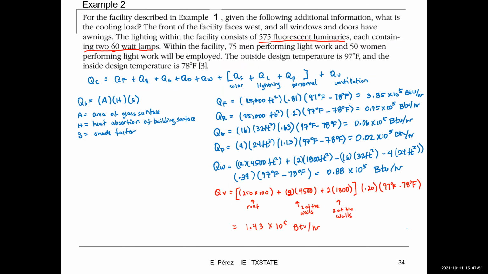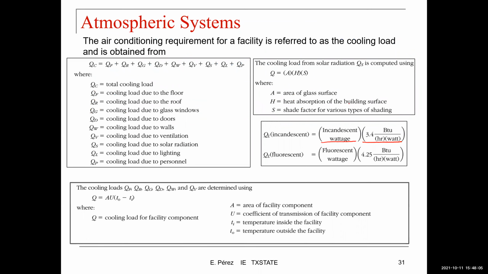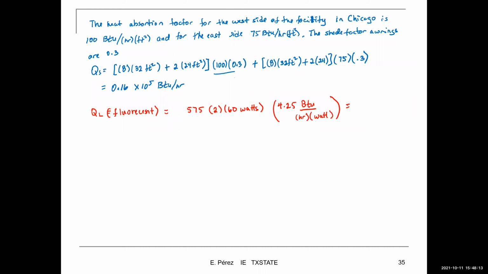So 575 fluorescent luminaries, each containing two 60-watt lamps. So that's the total illumination in the facility. The what? This one? Yes. So that's coming from here. Good question. So this is going to be equal to 2.93 times 10 to the 5 BTUs an hour.